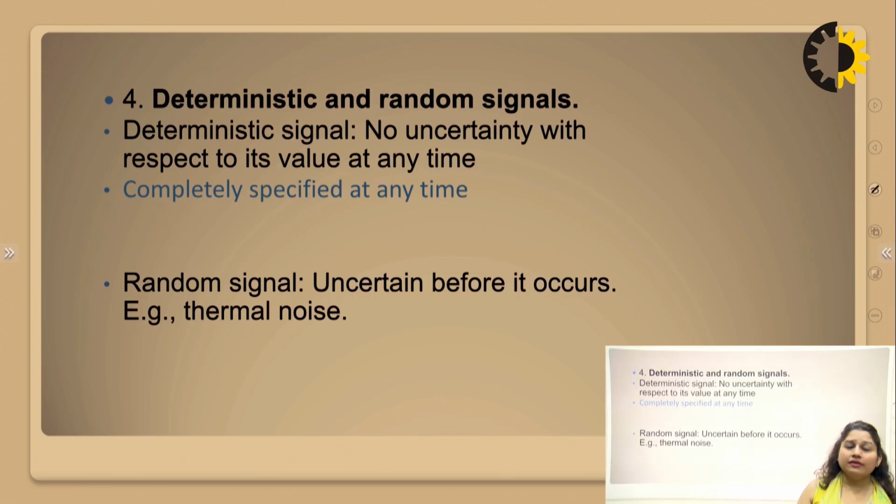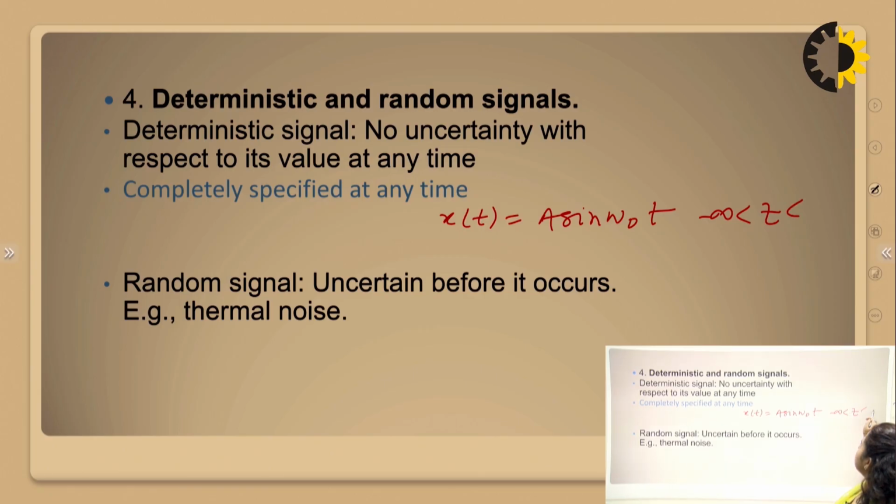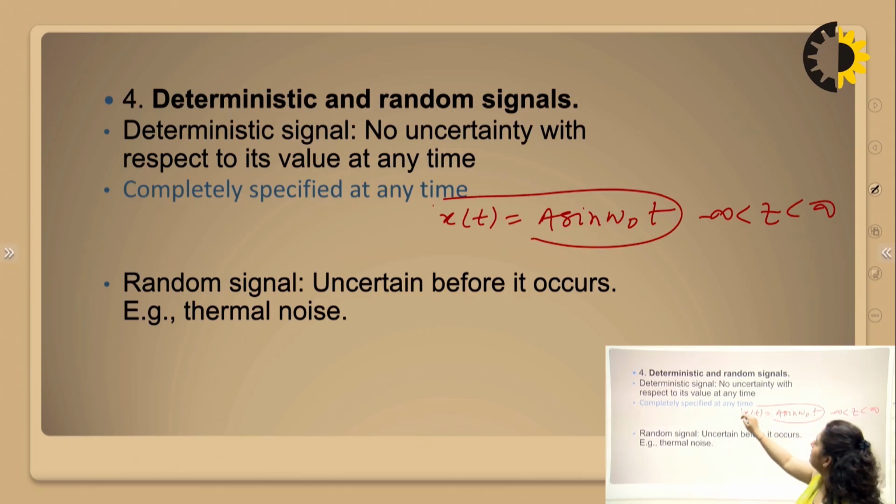On the other hand, if we represent x(t) is equivalent to sin(omega naught t), where t lies from minus infinity to infinity, an expression which can be represented in a mathematical form is always a deterministic signal. So in this course we are using these deterministic signals to analyze signals, or to calculate the response of the system, and then we see the frequency domain representation of these kinds of signals.